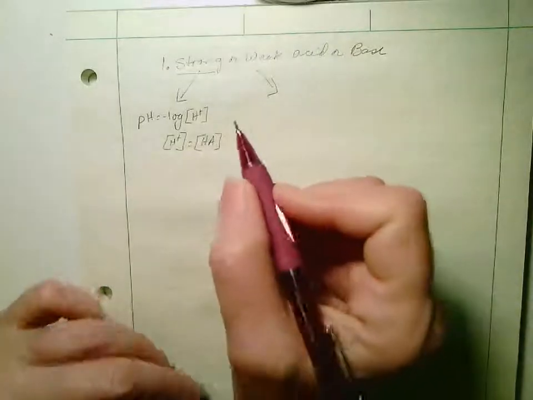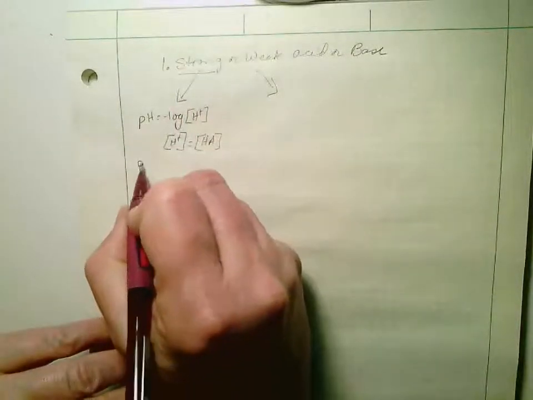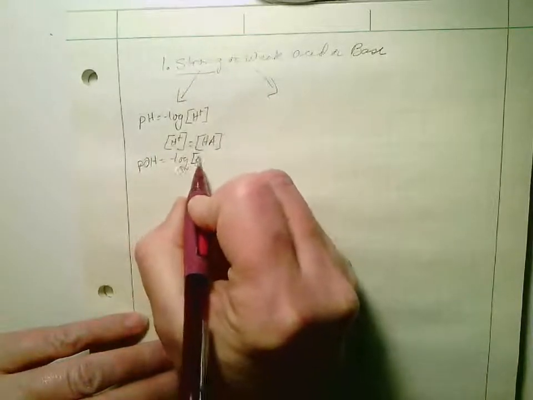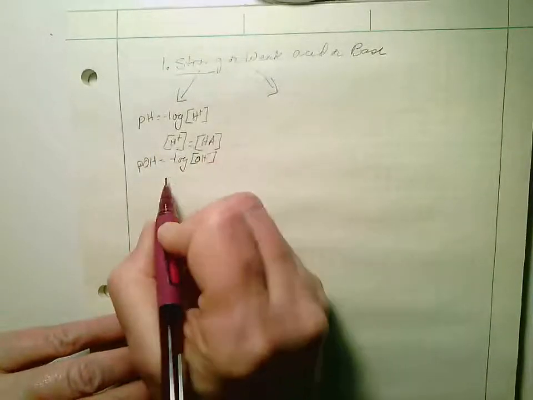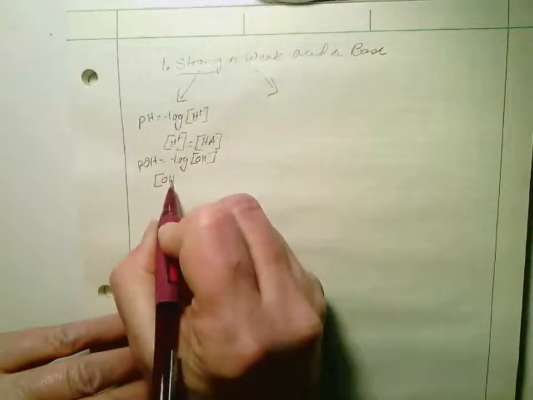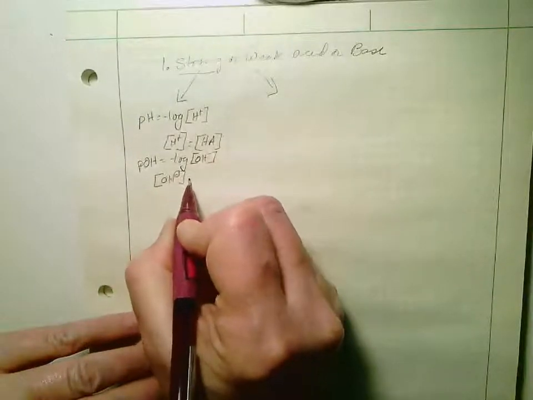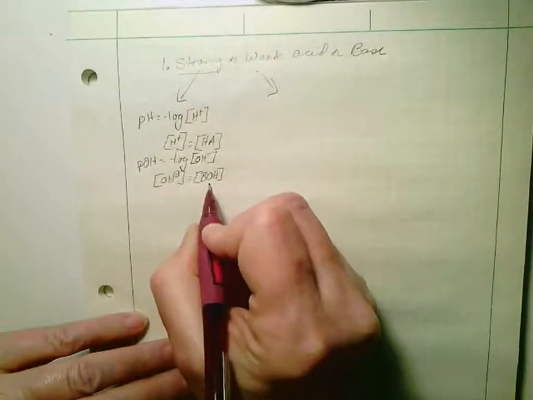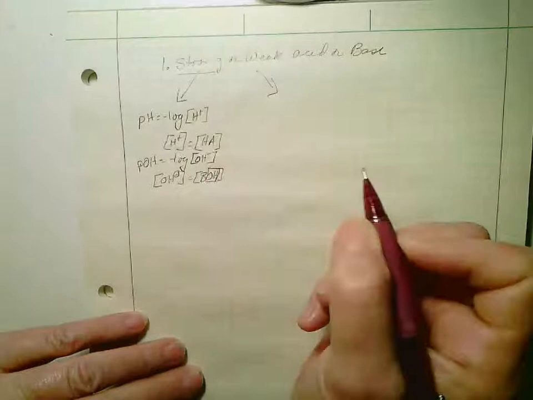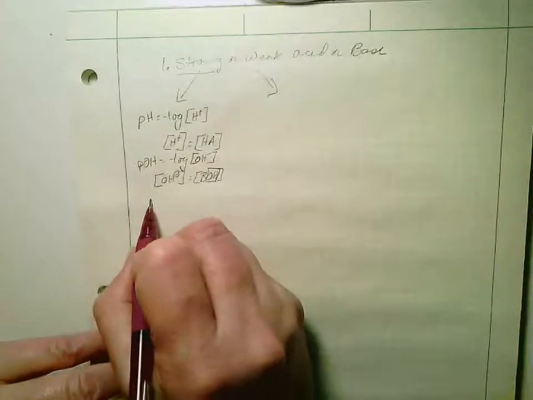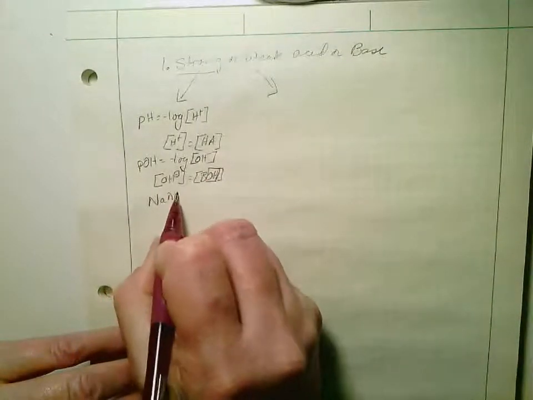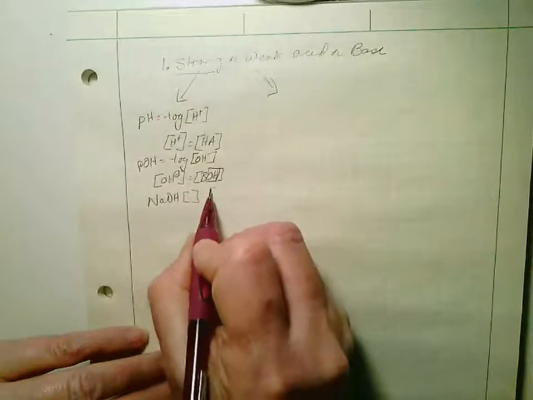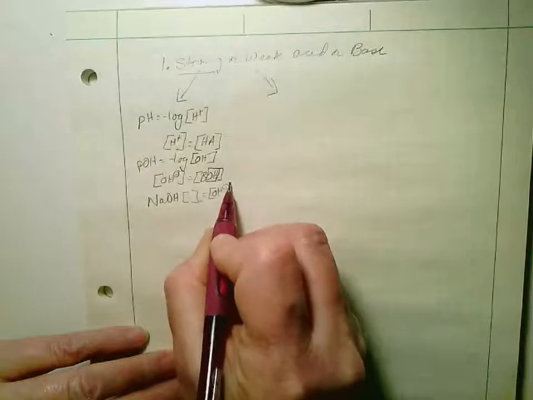The same thing would be true for base, except you would calculate pOH, which would be the negative log of the hydroxide ion concentration, and the concentration of your hydroxide ion would equal the concentration of your base as long as that base only had one OH. So if it was something like sodium hydroxide, you're good to go. That concentration would equal the concentration of hydroxide ions.